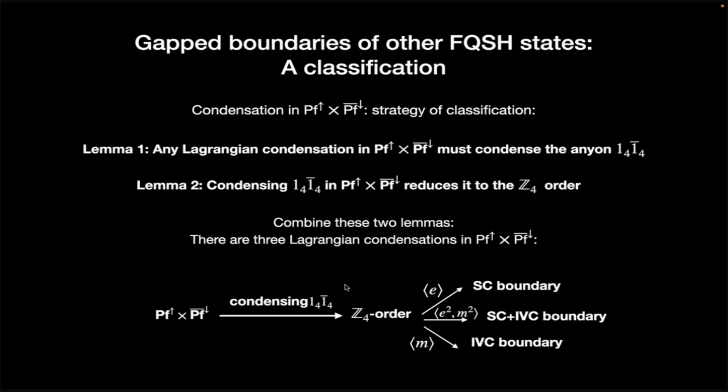But what is important is that this is not only a possibility, but it's inevitable, which means that any Lagrangian or any trivializing condensation must condense this anyon. So it must go to Z4. There is no other option. And this is important because without this fact, it may go to some other order, and you don't know what happens. But this basically shows that there's only one option. If you want to do a trivializing condensation, you must condense this specific anyon, and then you end up with the full order. Okay, thank you.